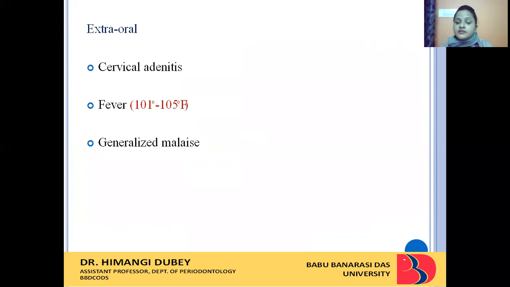Extraoral and systemic signs and symptoms. Cervical adenitis, fever of 101 to 105 degrees Fahrenheit, that is 38.3 to 40.6 degrees centigrade, and generalized malaise are common.